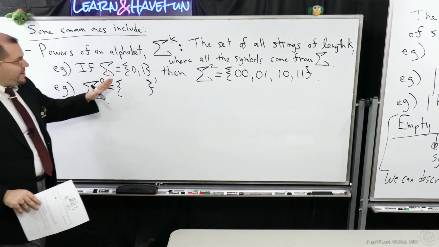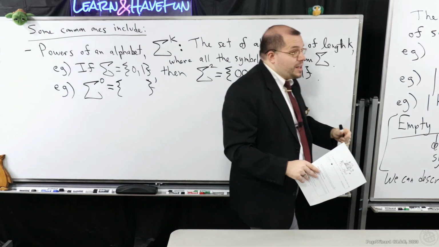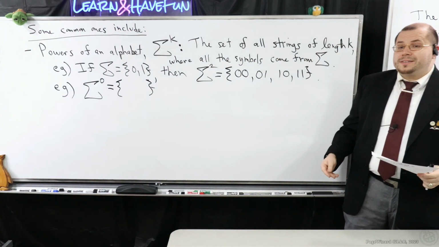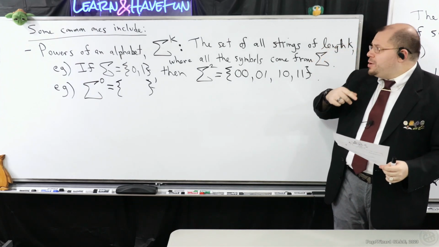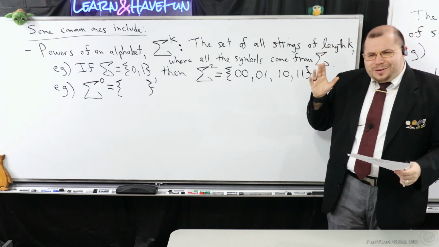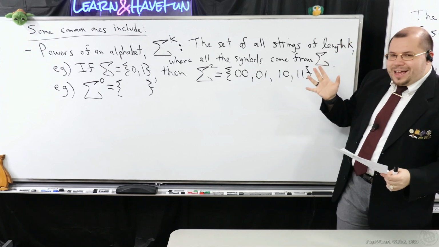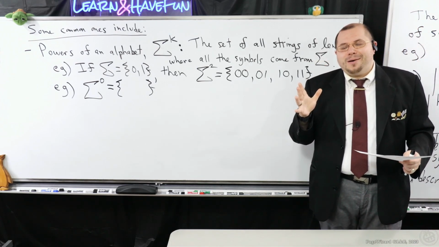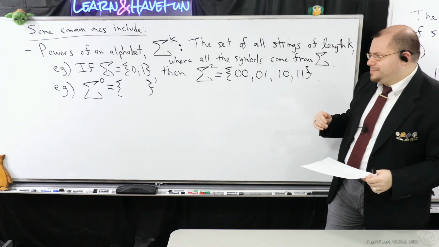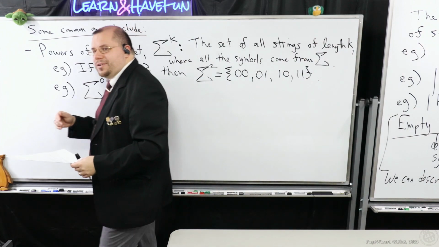So let's look at the definition. It says the set of all strings of length 0. I talked actually about this just a moment ago. What are all of the strings of length 0? How many of them are there? How many strings are there of length 0?